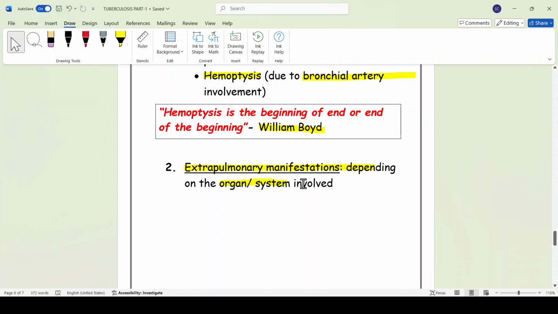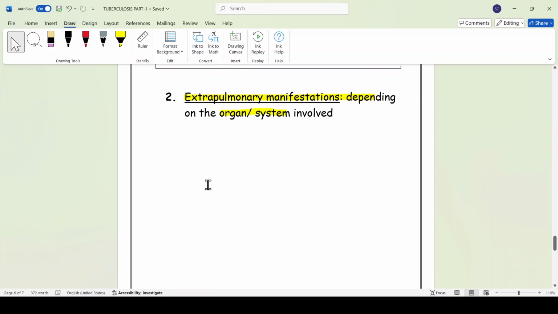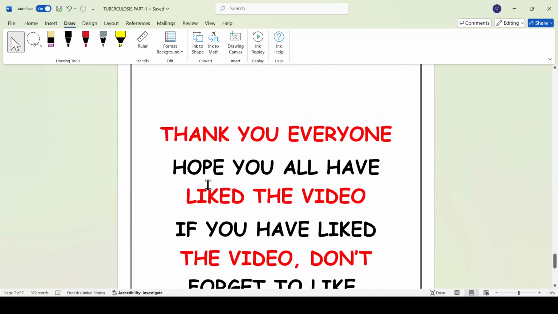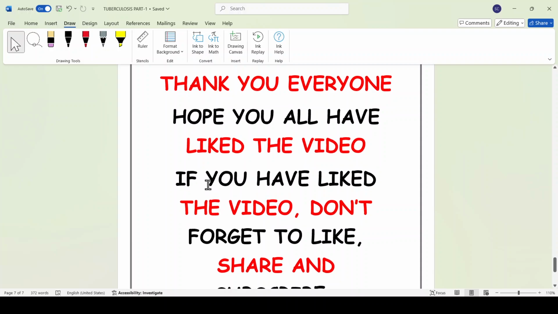Now, extrapulmonary manifestations: if the bones are involved, because of Pott's disease, there will be cold abscess, and compression of the spinal cord leading to paresthesia. There will be certain other features. But on the basis of the organ which is being involved, the extrapulmonary manifestations will be seen. With this, I come to an end of the introduction on TB.